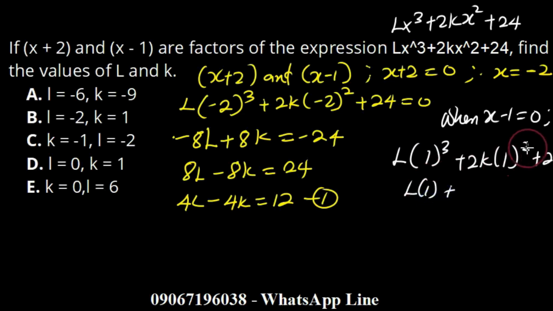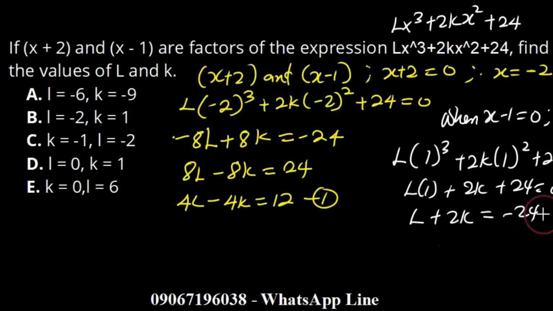This is going to give us 1 squared is 1. 1 times 2k is going to give us 2k. Then plus 24 equal to 0. Solve this, it is going to give us L plus 2k. Take this over here, it is going to give us minus 24. Right, so this is equation 2.